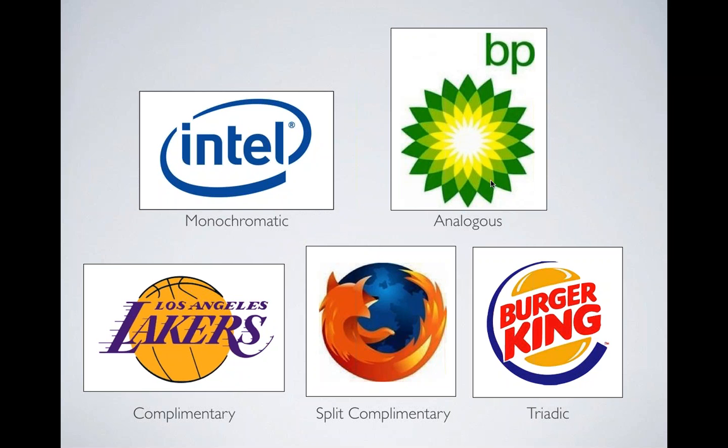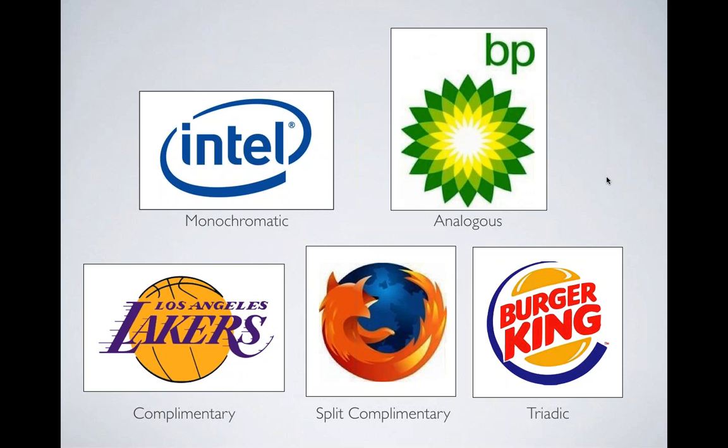BP, we already saw, has the analogous colors, and they have that more natural and environmentally friendly image that they're trying to build. Firefox is going for a more dynamic feel with the fiery design of the foxtail as well as the contrasting colors. A lot of sports teams use complementary colors because they want to be more action oriented in their appearance. In Burger King, this is what's called triadic. They used the three primary colors together, and it's a little more middle of the ground between contrast and harmony.